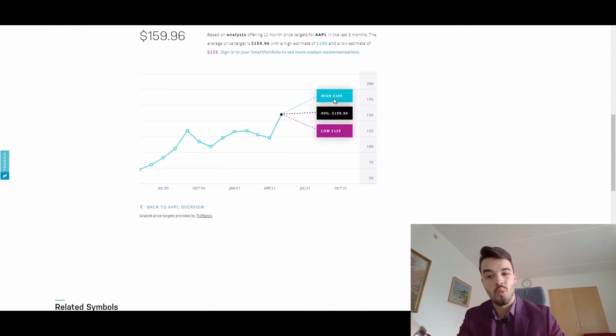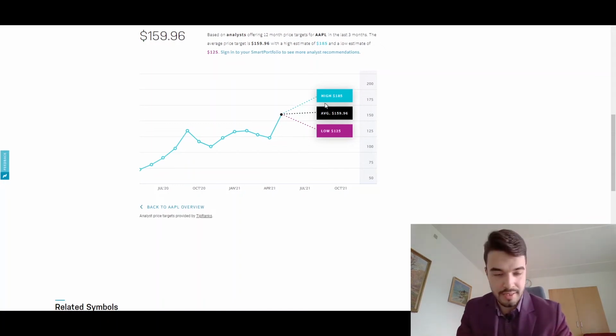The high rating is 185. That's a lot of percentage growth. We don't know if it's going to achieve that, but if the actual value of the stock right now is lower than the average, common knowledge could be that it's a great buy. So these are things you need to consider.